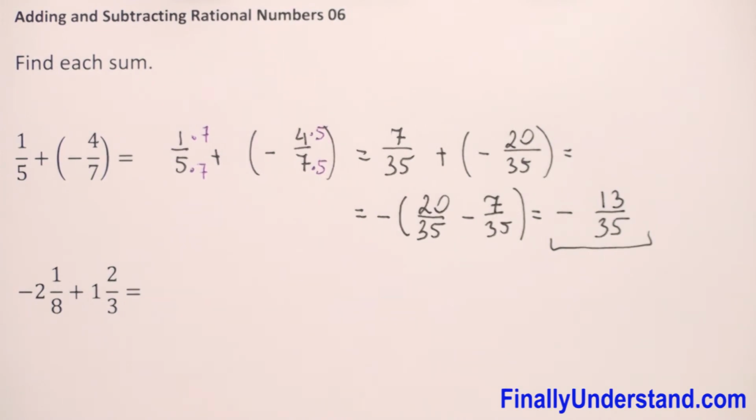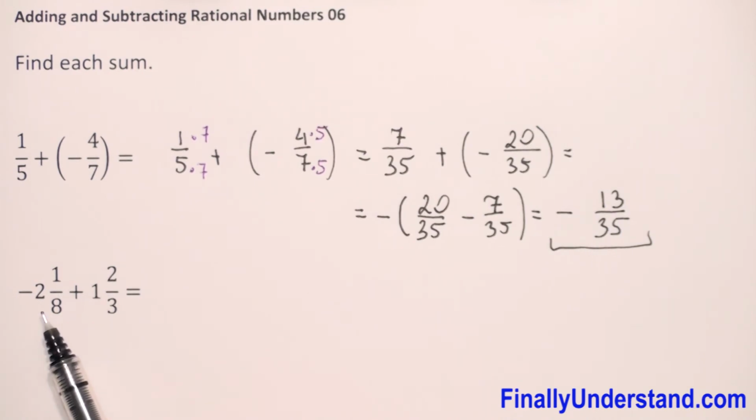Next example, we have addition of two rational numbers. First is negative, second is positive. So when we have negative and positive numbers, first we have to check which of these two numbers is greater. We forget about negative sign. So we have 2 and 1 over 8 and 1 and 2 over 3. So 2 is greater than 1. So first number is greater.